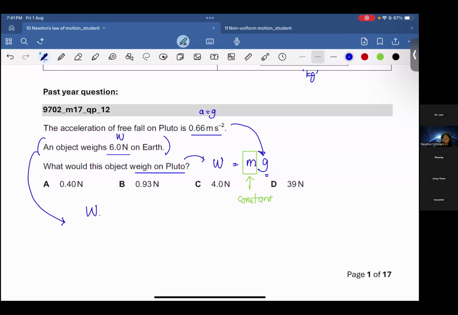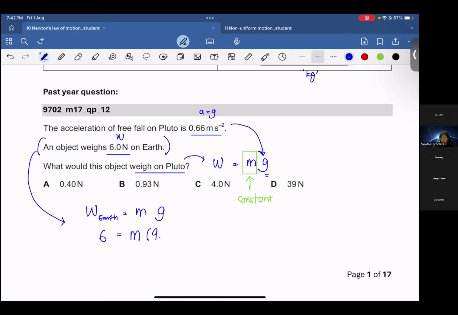Okay, W on the Earth equals mg. But teacher, I know this. I want to find the mass. I don't know the G on Earth. What is the G? We know. And they assume you know also what?